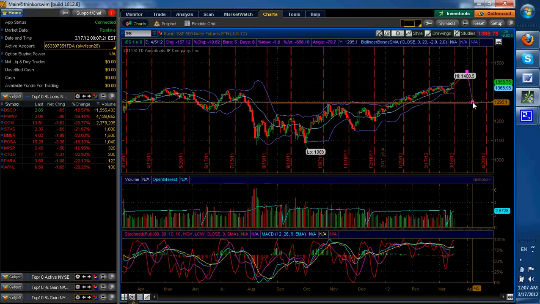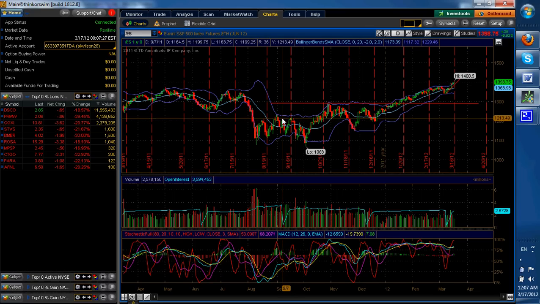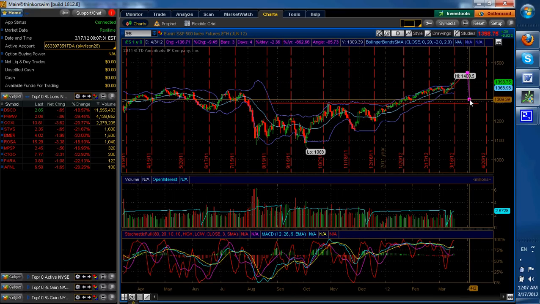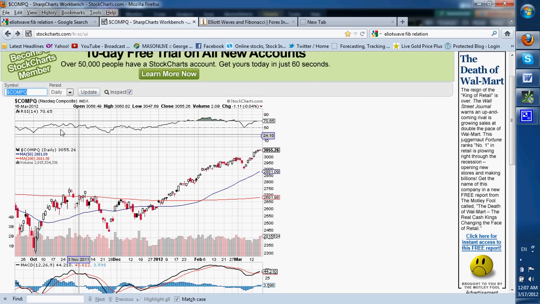This thing is going to plunge at least to this line right here. It should find some support, some resistance. If not, the next level is right here. But I'm going to take profits once it hits right here. And another good indication that I want to use is this right here.